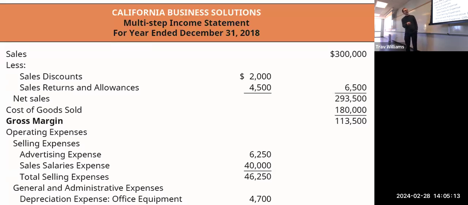Then we subtract cost of goods sold and we get our gross profit margin. That part we've seen before. Then we take out our operating expenses. Now, operating expenses have two categories.